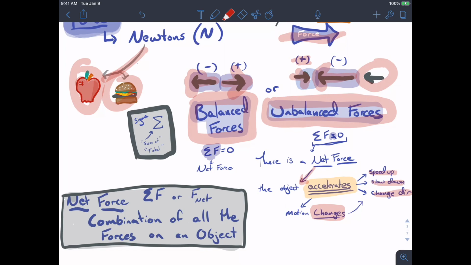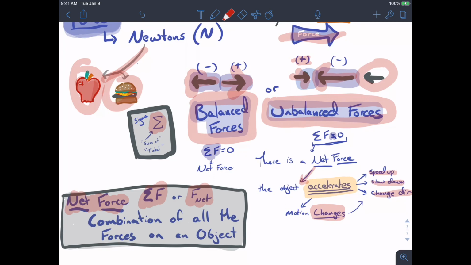Now this little bit of force left over is the result of the combination of all the forces being added together, and we call this the net force. Now often the symbols you'll see me use are this one here, sigma F, or F sub net. Remember this funny looking E is the Greek letter sigma, and in math it means to add together, and since the net force is the combination of all the forces, that's why we say sigma F.